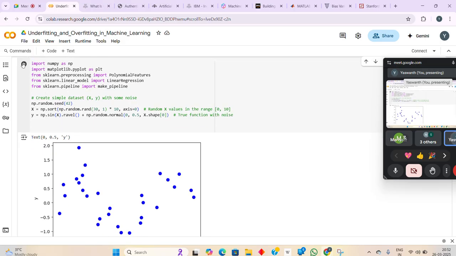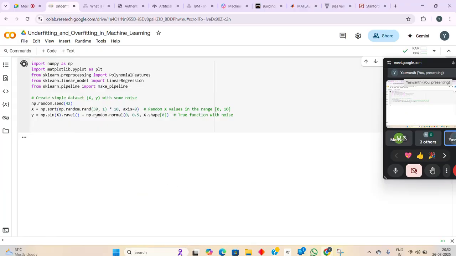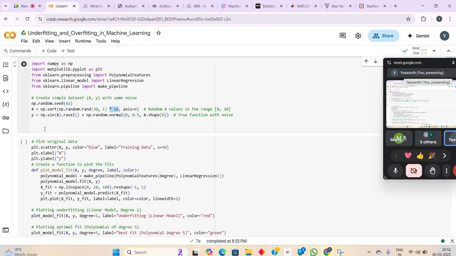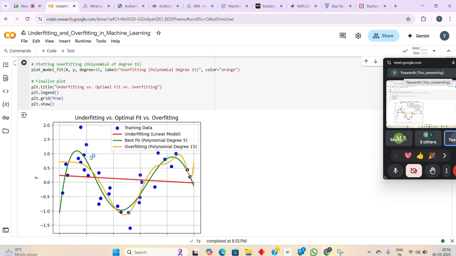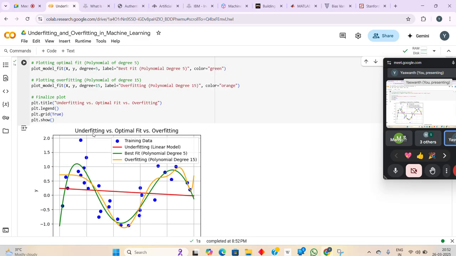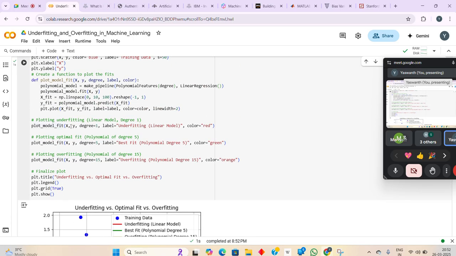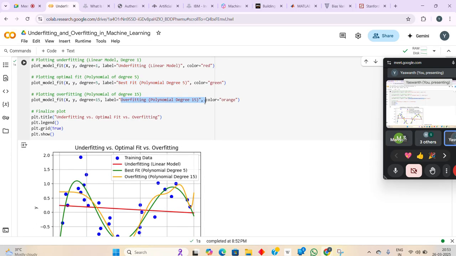How do we solve this? Simply, I considered x random values and y random values. Here we can see x and y random values are there: 30 comma 1 random integers times 10, with axis equal to 0, and y is another one. I consider this and then plot them to understand. Blue color lines are just the data points. I'm fitting the underfitting line in red color, the best fit line in green color, and the overfitting line in orange color.